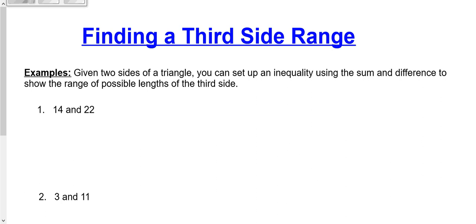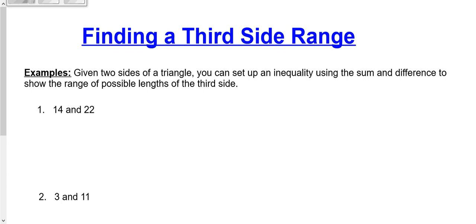This is Miss McKay, and now we're going to be working on the second part of our triangle inequality theorem examples. On this part, we're going to be finding a third side range. For our examples, given two sides of a triangle, you can set up an inequality using the sum and difference to show the range of possible lengths of the third side.